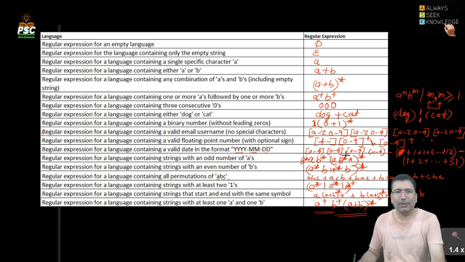So I hope these examples will help you to understand the regular expression and how to write a regular expression for a given language. In the next lecture, we will see how you can convert an automata to a regular expression, and how a regular expression can be converted into an automata, right? There are two ways. We can use Arden's theorem, and the elimination of a state is also one of the ways.